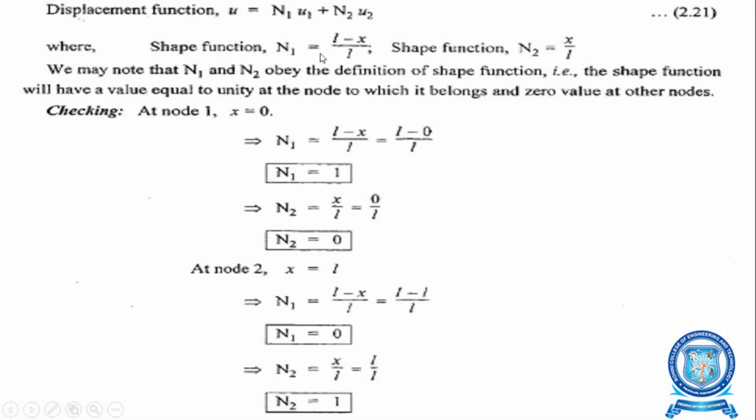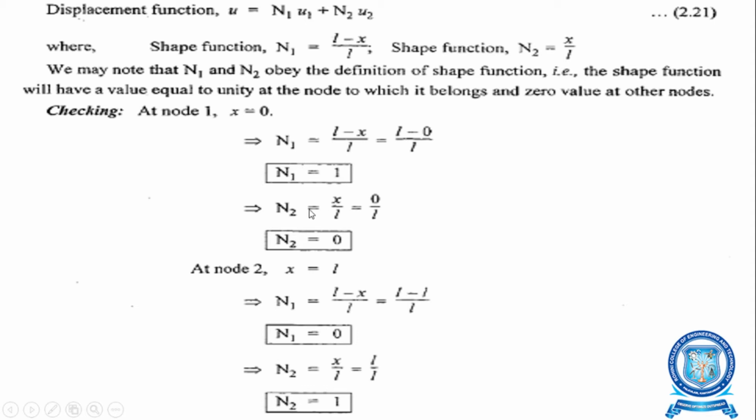So the shape function N1 is equal to (L minus x) by L and shape function N2 is equal to x by L. Each shape function has a value equal to unity at the node to which it belongs and zero value at the other nodes. At node 1, we substitute x is equal to 0. So N1 is equal to (L minus 0) by L, which gives N1 is equal to 1.